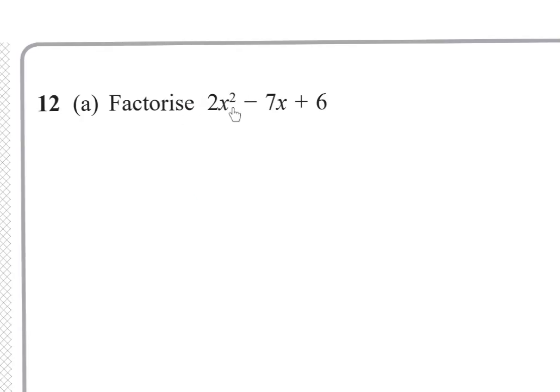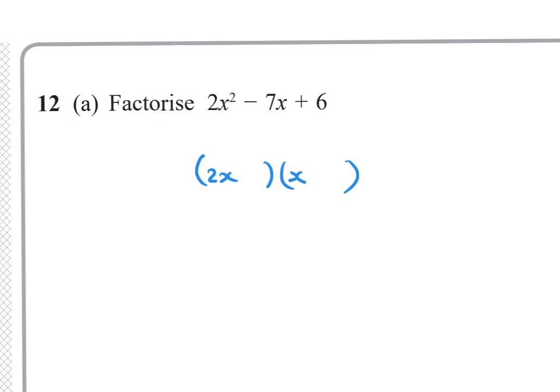12a, factorize 2x squared minus 7x plus 6. You can factorize using your calculator or without. Without your calculator, we have a trinomial, there is no common factor, so two brackets. How to get 2x squared? 2x times x. How to get 6? We have 1 multiplied by 6 or 2 multiplied by 3. You can try. If we try 1 multiplied by 6.